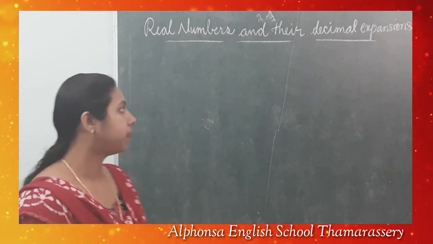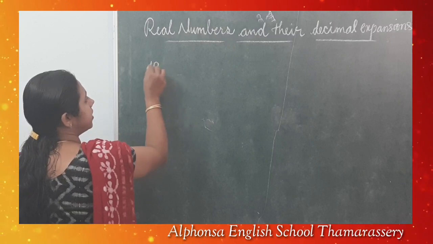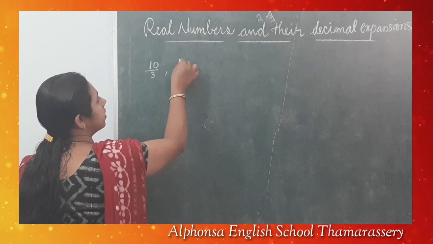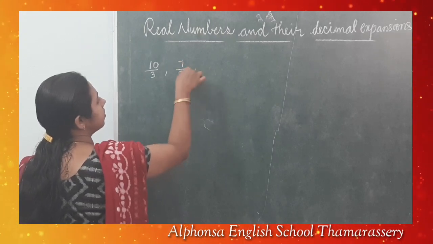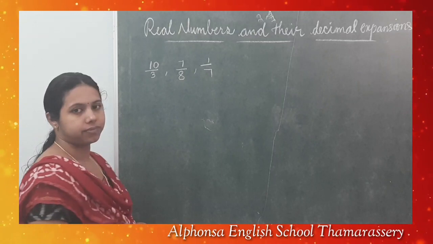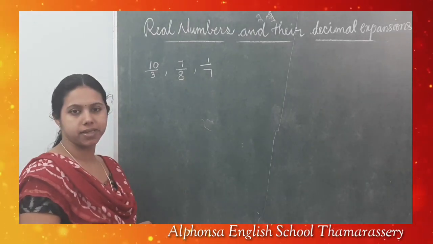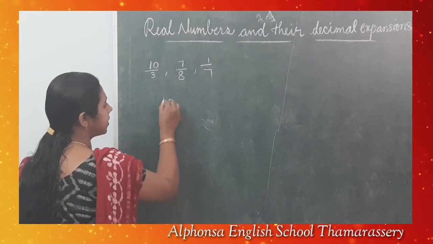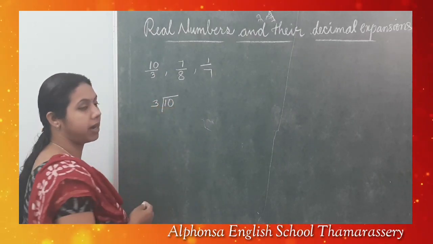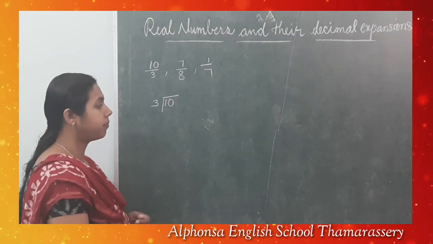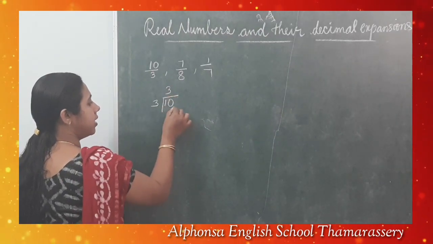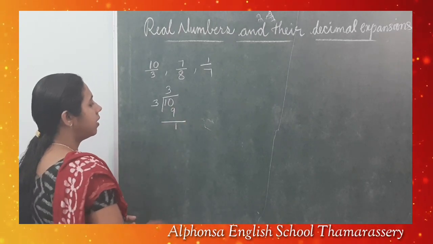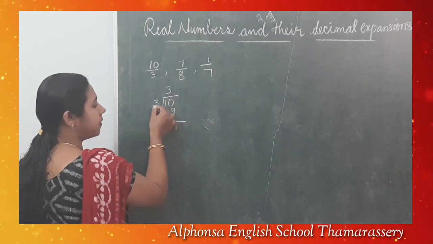Since we are more familiar with the rational numbers, first we will consider some decimal expansions of rational numbers. For example, 10 by 3, 7 by 8, 1 by 7. Let us consider these three examples. The decimal expansion of the first number, 10 by 3, is 10 divided by 3. Here the divisor is 3. 3 3s are 9. Remainder 1.